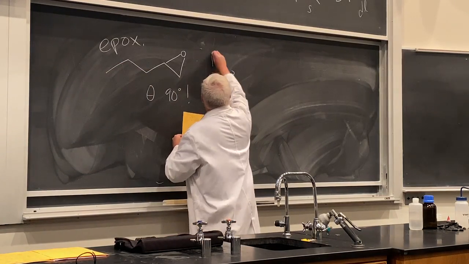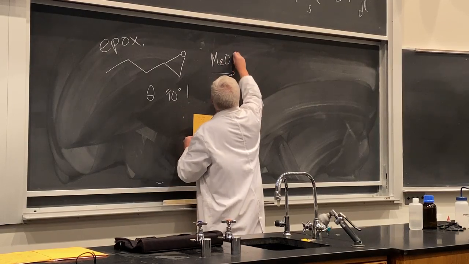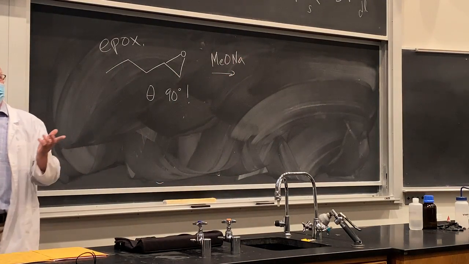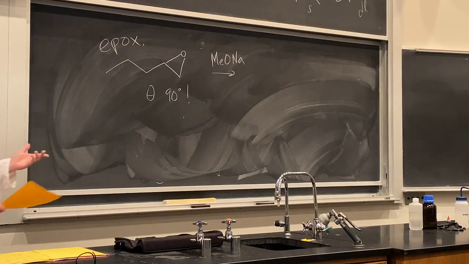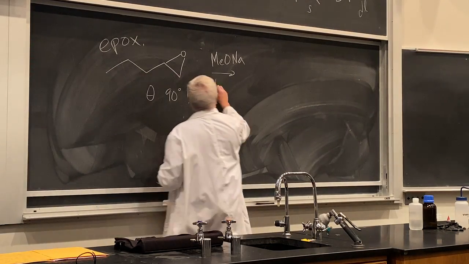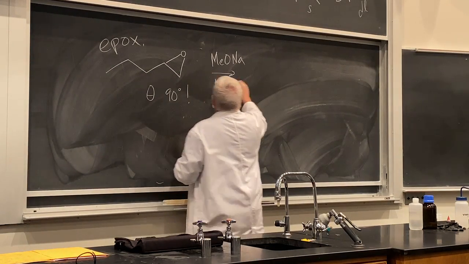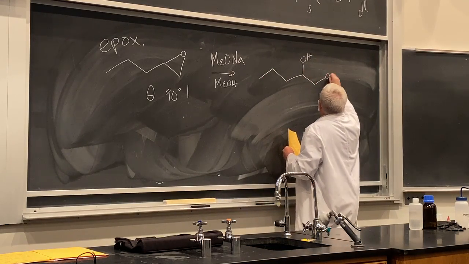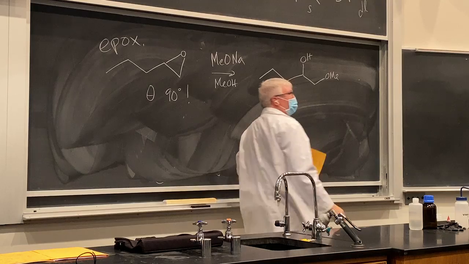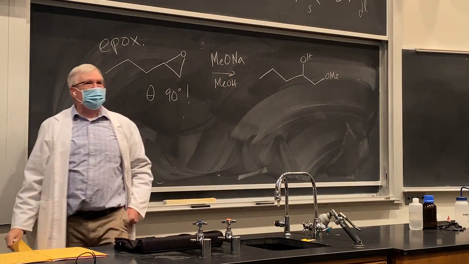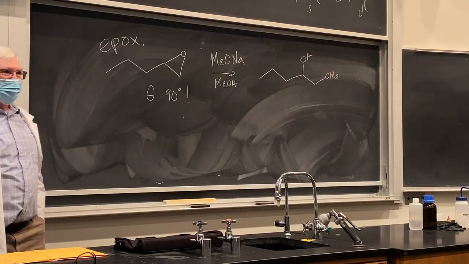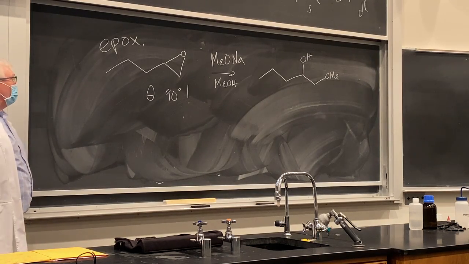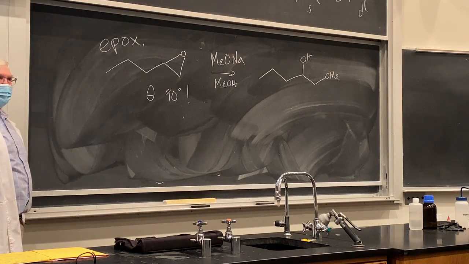Let's look at a reaction with sodium methoxide. Well, that's one of our SN2 nucleophiles, right, from chapter 7. You can do this reaction in methanol. And what will be the product? The product will be this. Now, that's a highly functionalized molecule. It's got two oxygens on it. One is an ether, one is an alcohol. And notice the ether is at the primary position, and the alcohol ended up at the secondary position.